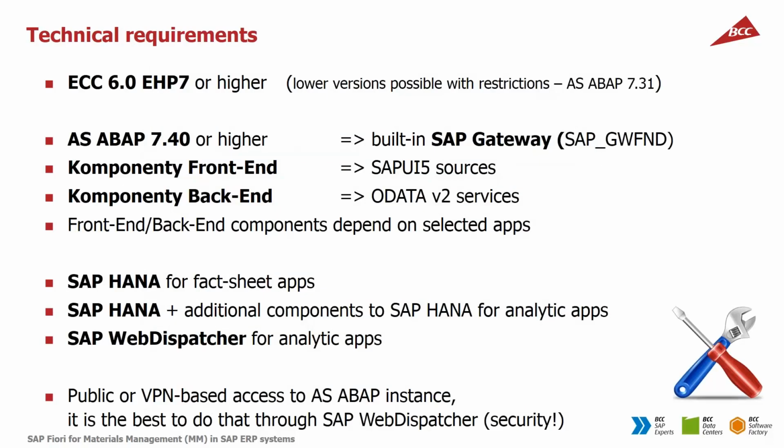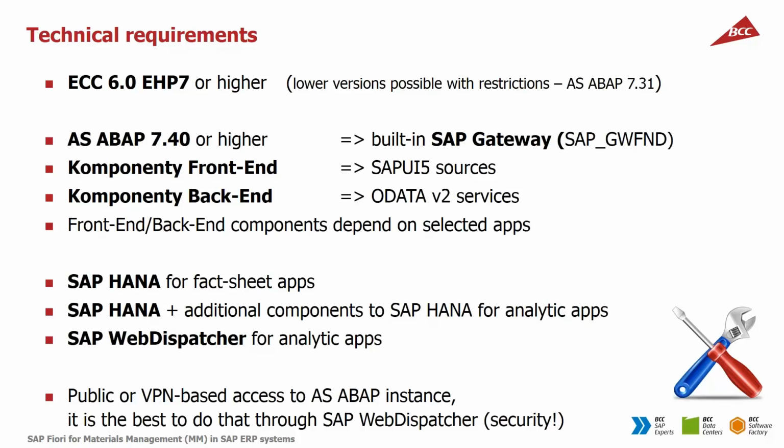So finally, what are the technical requirements? In order to use the full scope of SAP Fiori applications, you need to have ECC 6.0 EHP 7 running on SAP HANA database. This is if you want to use all the capabilities. Lower versions are also possible with some restrictions. But basically, starting from Application Server ABAP 7.4, there is a built-in SAP Gateway Framework. This is the SAP GWFND component. This is an enabler for all data services.